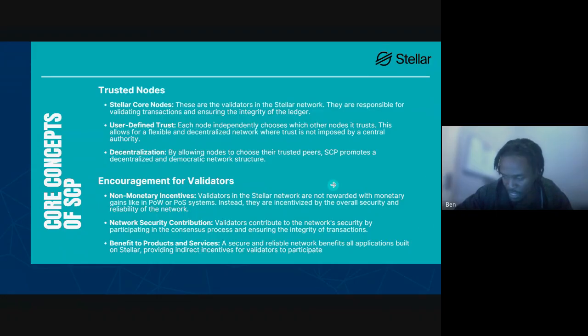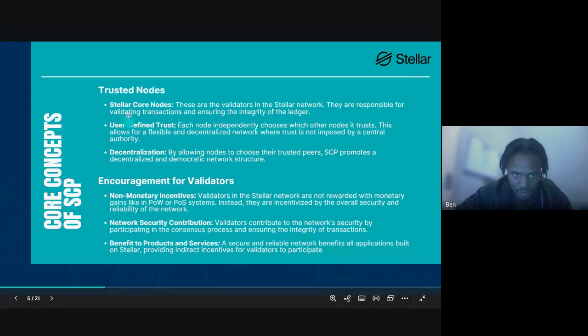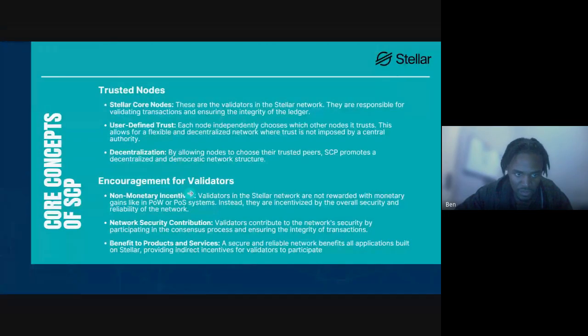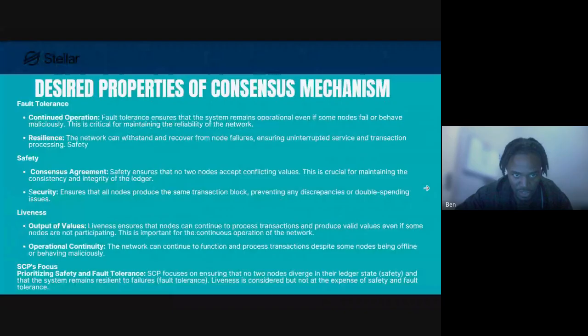Any questions so far? Anyone has a question or concern? This is just an overview of the core concept of the SCP. We're going to dive deeper as we move along the slides.